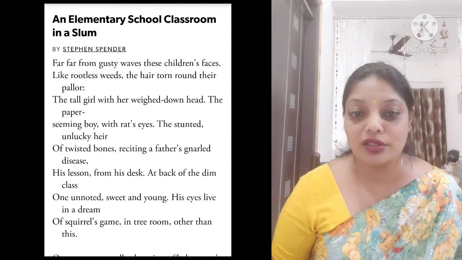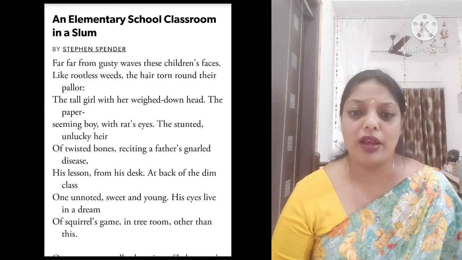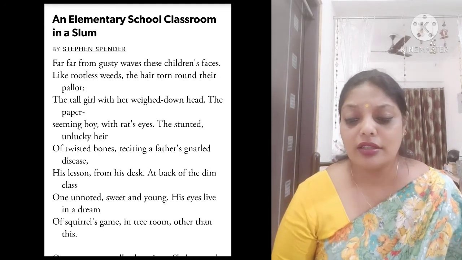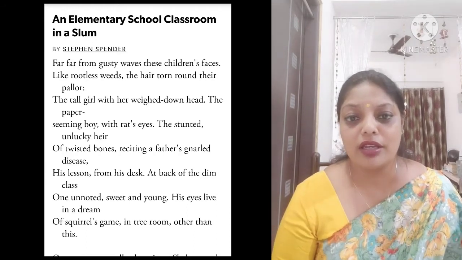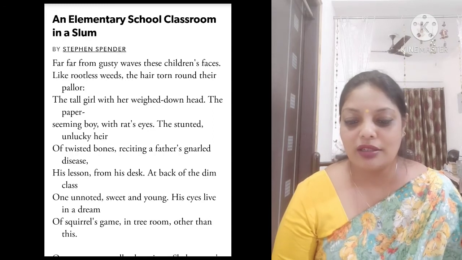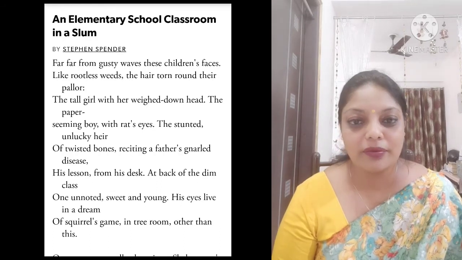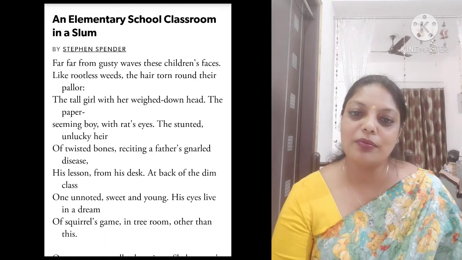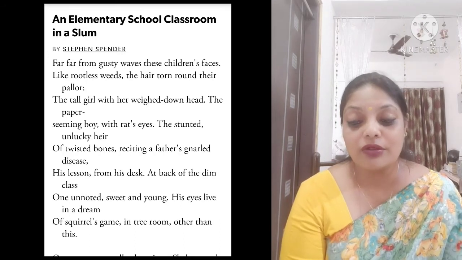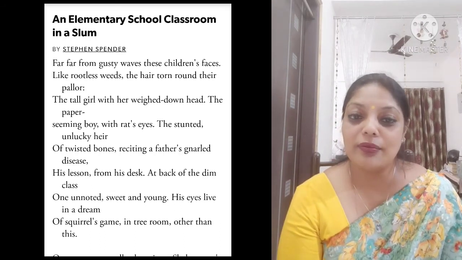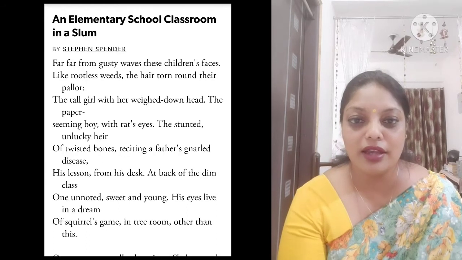So there is a tall girl who is sitting with the head bowed down. There is this very, very thin boy who reminds the poet of a rat, and there is this underdeveloped boy. They are all sitting in a class and trying to study at their desk. And there is one more child at the back of the dim class, one unnoted, sweet and young, right? So there is one more child in the class who is sitting at the very back, and his eyes live in a dream of squirrel's game in a tree room. Other than this, it means that this child is slightly better looking than the others.